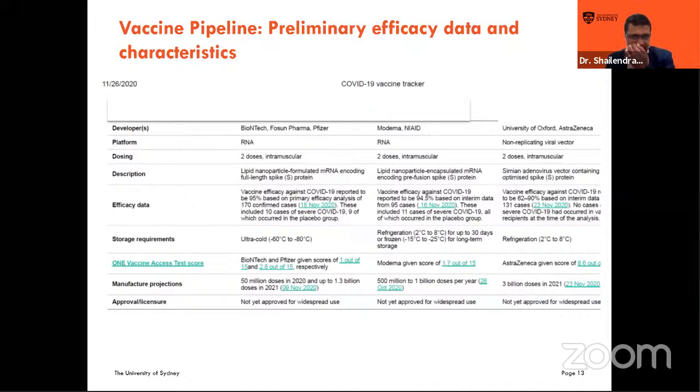So let's look at the second one, the Moderna vaccine. Very similar efficacy, 94.5%. Very similar approach, 2 doses, much better for storage. So 2 to 8 degrees for up to 30 days. Frozen at -20, which most of us are quite aware about and is available, although it needs to be scaled.